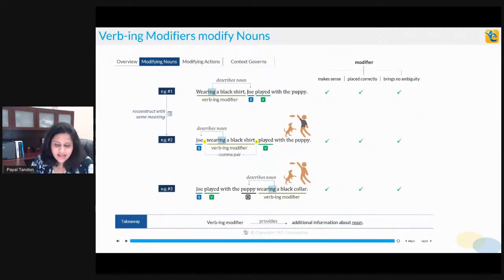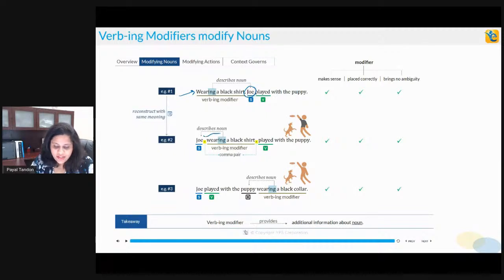Okay, now here are certain examples showing how verb-ing modifiers modify nouns. "Wearing a black shirt" is a verb-ing modifier. Joe played with the puppy. So here, wearing a black shirt modifies Joe. How so? What is Joe doing? Joe is wearing a black shirt. It's simply describing Joe.